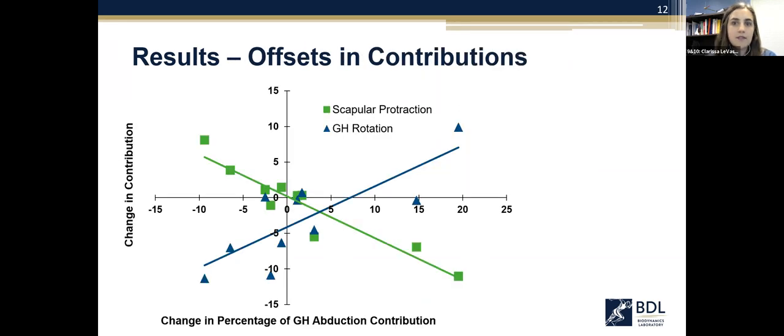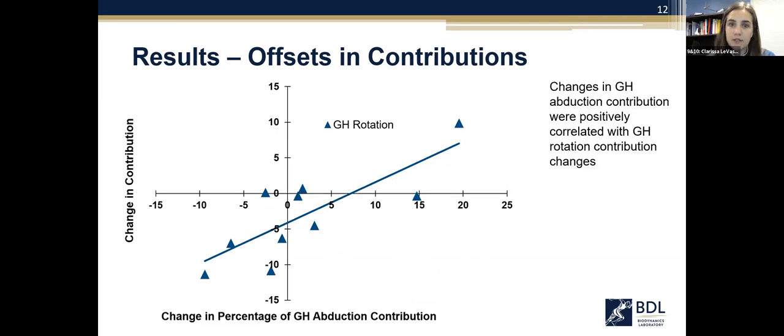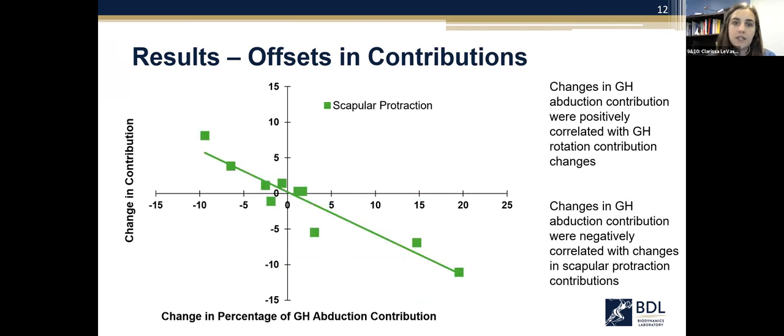Next, we evaluated the associations between those changes in the contribution with Pearson's correlations. Here, the change in the glenohumeral abduction contribution plotted across the X was positively correlated with the change in the glenohumeral internal external rotation plotted by the blue triangles. On the contrary, the change in the glenohumeral abduction contribution was negatively correlated with changes in scapular protraction, such that a decrease in glenohumeral abduction contribution resulted in an increase in scapular protraction contribution and vice versa.